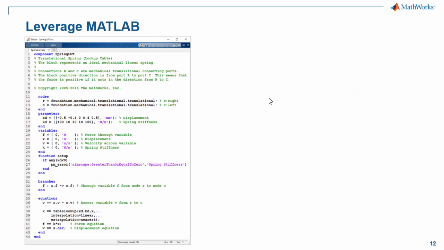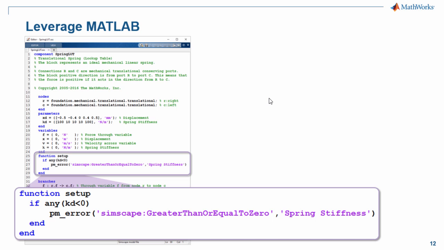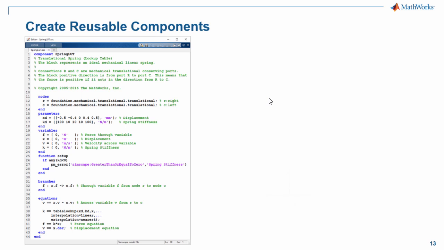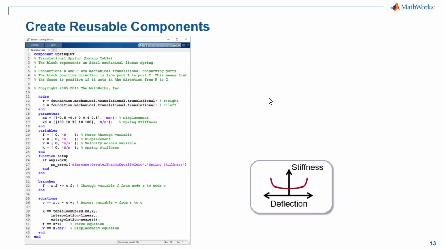In the next section, we leverage MATLAB. Here we use MATLAB to verify that a parameter value is within a legitimate range. You can use MATLAB functions and expressions for typical physical modeling tasks, such as analyzing parameters as we've done here, and for performing preliminary computations. In the next section, we define how this component behaves.